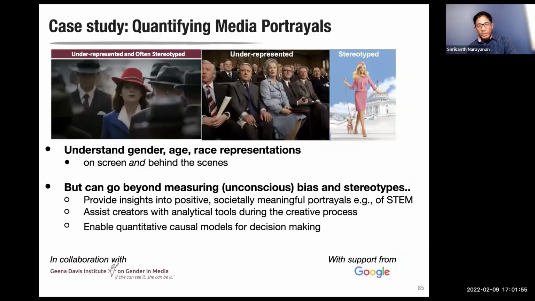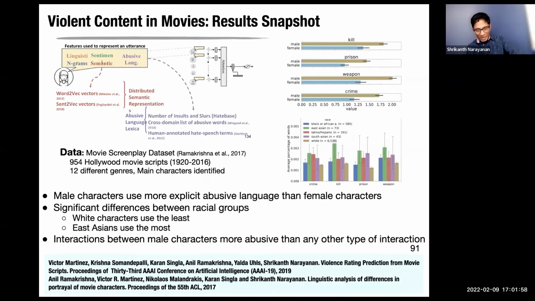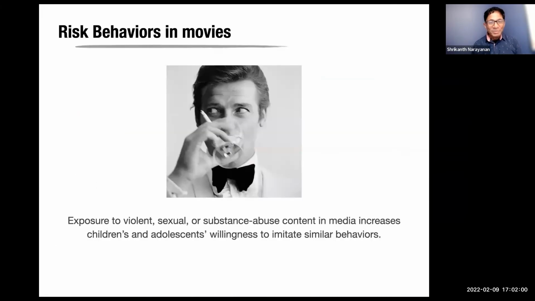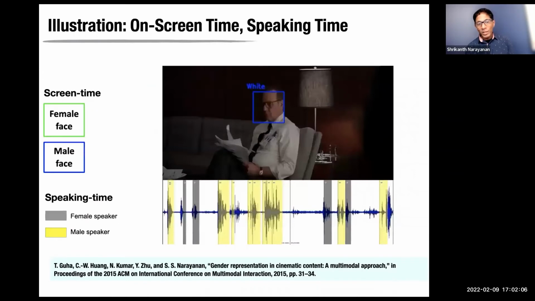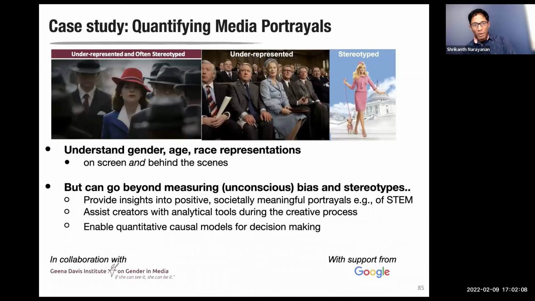So I'll stop here. I had some examples from the Hollywood area, beyond what we are doing in the domain of mental health, right? The media is also, as we know, very powerful in shaping narratives in the world. One of the things we've been using these data scientific methods for is to shine light on diversity and inclusion. For example, how much people are seen and heard. This is a project where we looked at female representation in Hollywood movies over the years, in collaboration with Geena Davis and with support from Google.